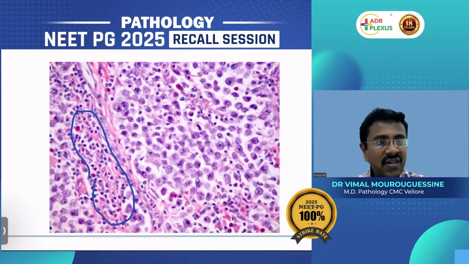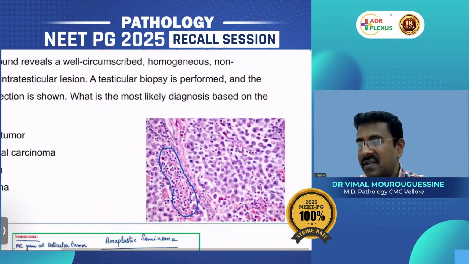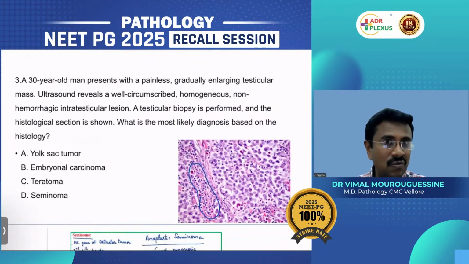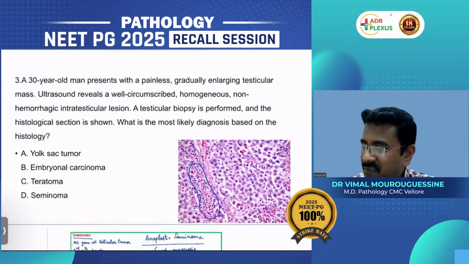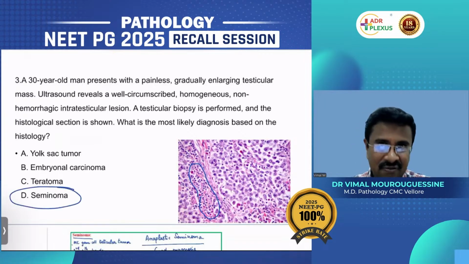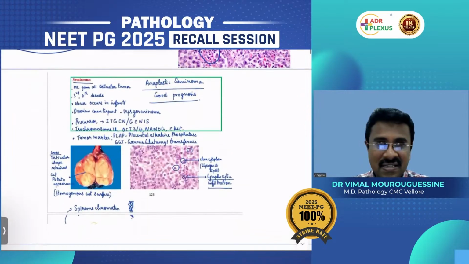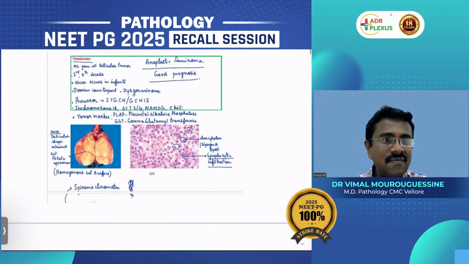So lymphocytes are infiltrating the tumor mass along with these characteristic cells, and in that age group of 30 years, you will always think of seminoma of the testis as the first diagnosis. Yes, that is the best option here. This also we have discussed a huge number of times in our classes.